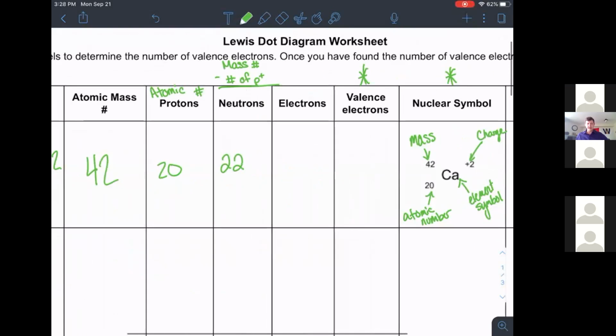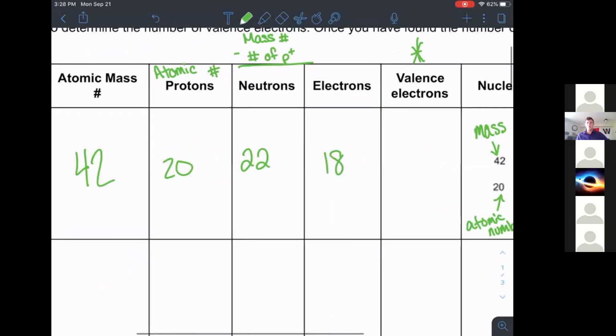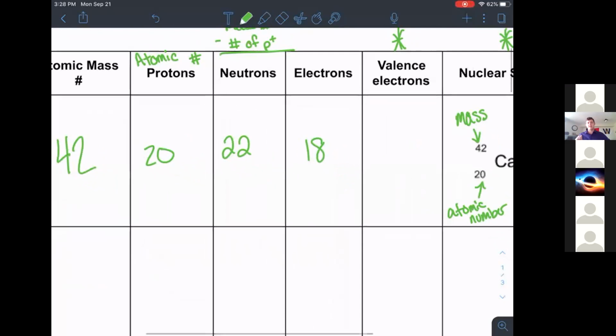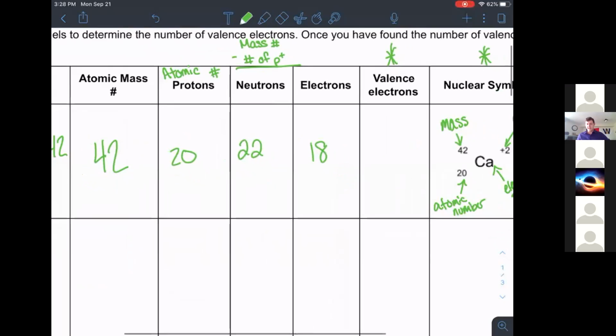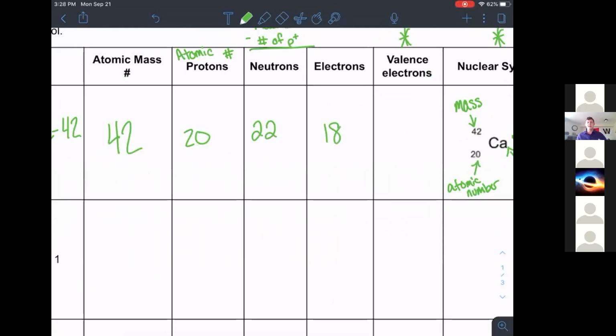All right, so now is where we're going to get a little bit trickier. Electrons. How many electrons is this calcium going to have? 18. 18. Awesome. You guys are crushing it. And it has 18. If you were going to guess 20, you're great, except in this case, we have that charge of a positive 2, which means we have to have 2 more protons than electrons.